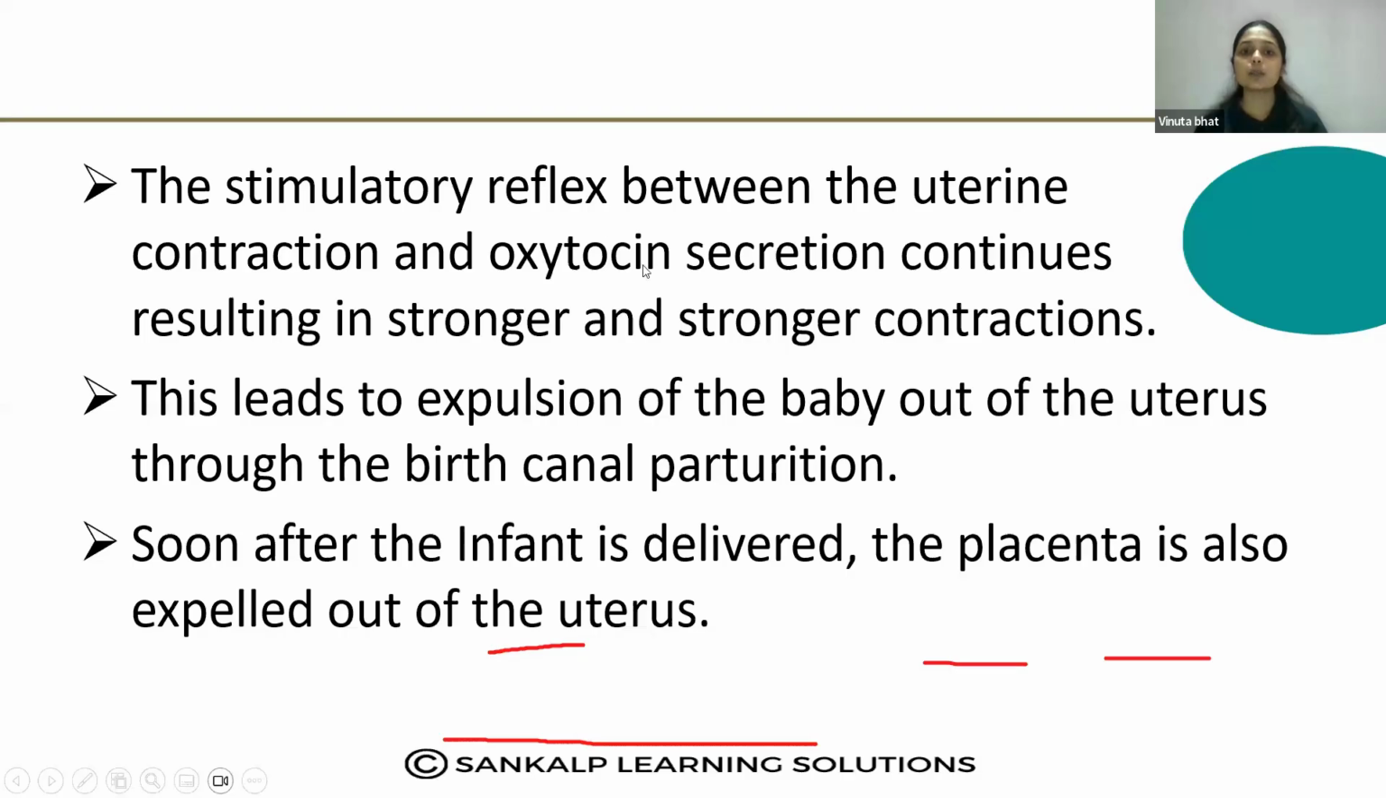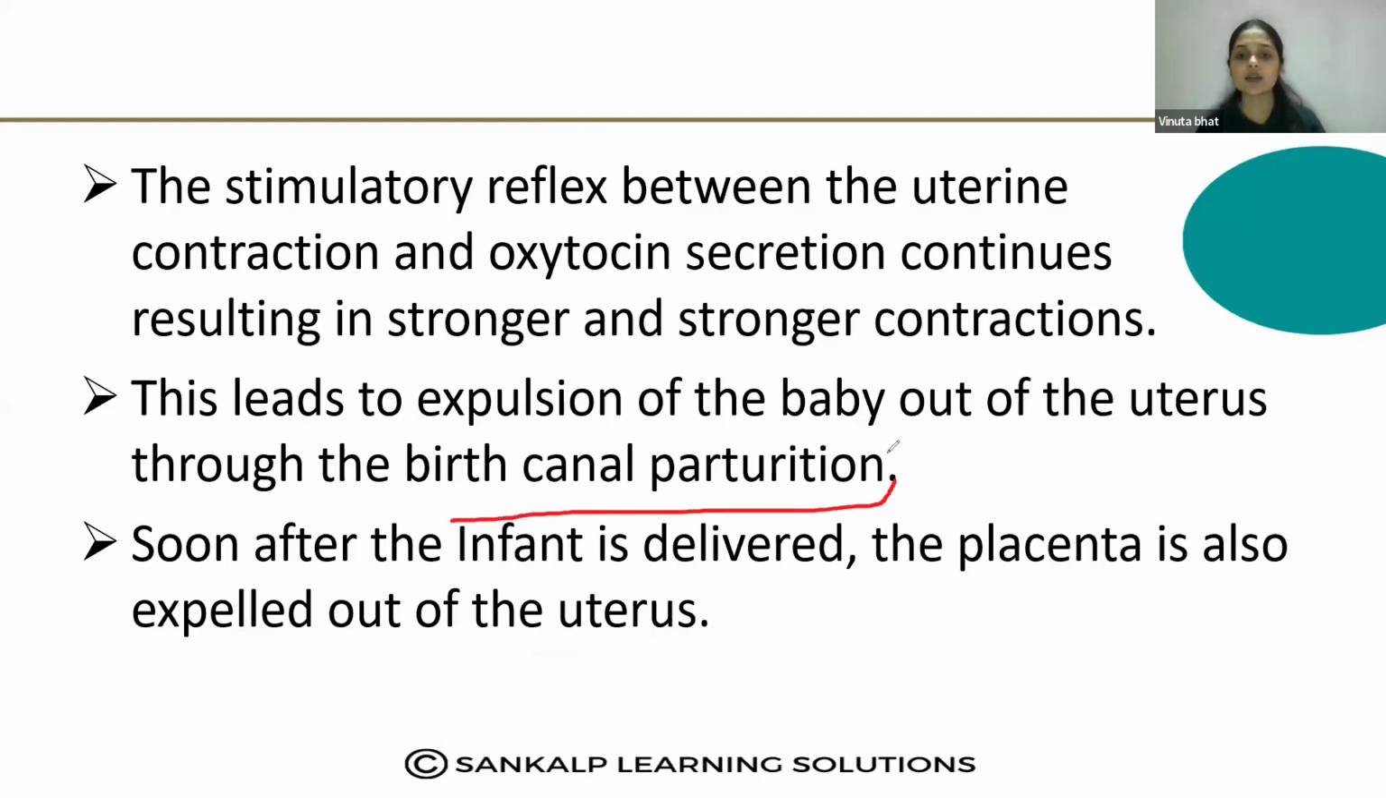The stimulatory reflex between the uterine contraction and the oxytocin secretion continues, resulting in stronger and stronger contraction. This leads to the expulsion of the baby out of the uterus, or the mother's womb, through the birth canal. That total process is called parturition.